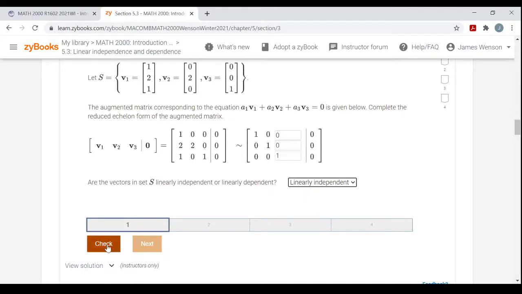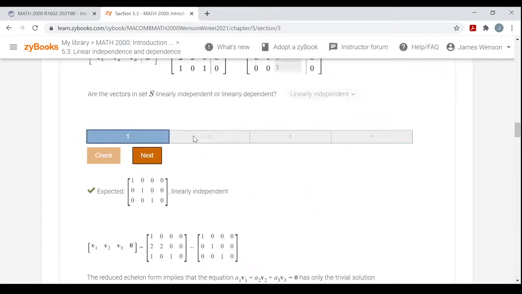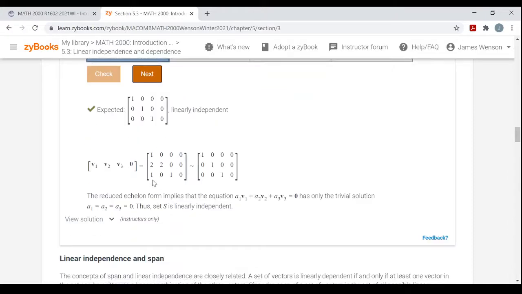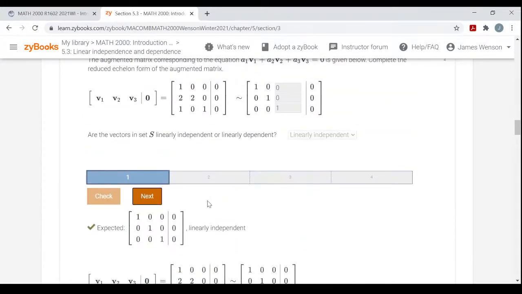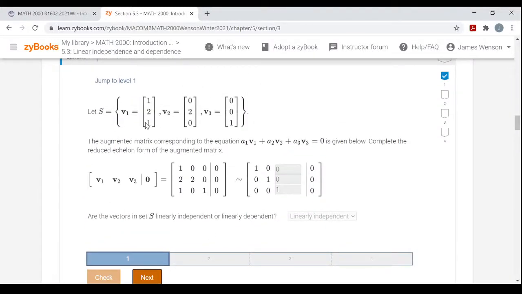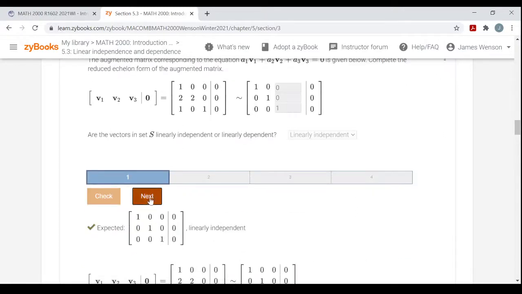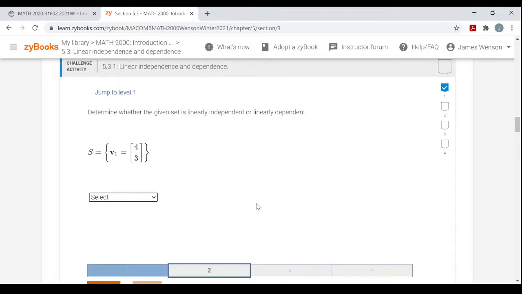All right, and then check that. Okay, great. And again, you can punch this in your calculator, just like I was doing earlier. And again, they're independent, meaning that none of these vectors can be written as a linear combination or a scalar multiple of the other vectors. All right, and then there are 4 of these levels. Now, I don't know if they're all the same like this. Let's see what the second one looks like.